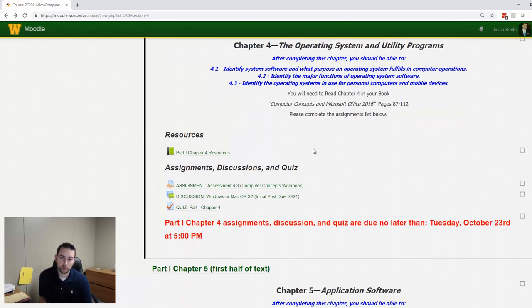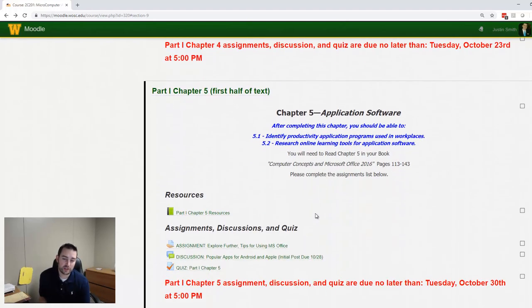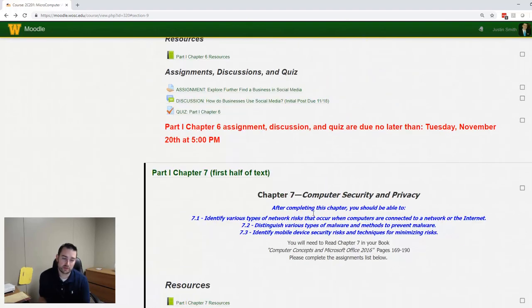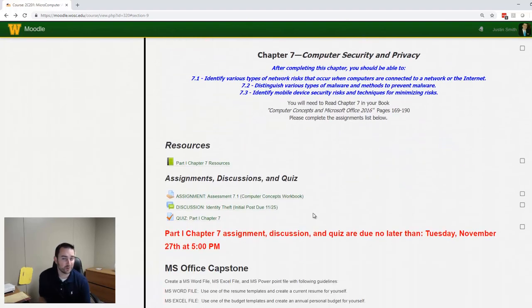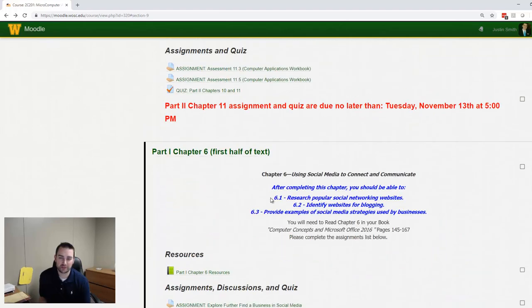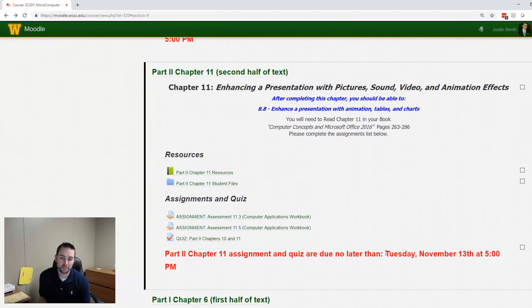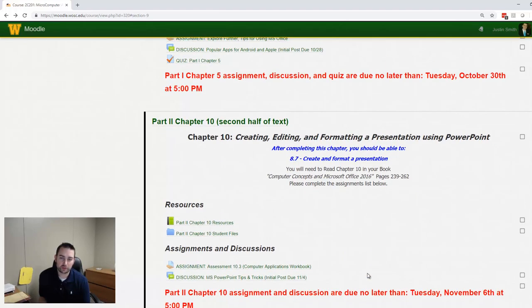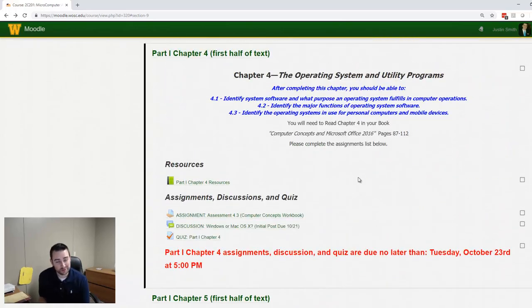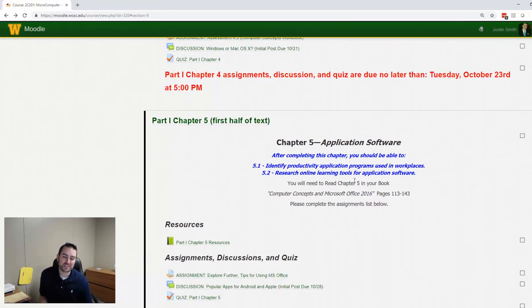Everything's due. Chapter 4, on operating systems and utility programs, is due tomorrow at 5 o'clock. There's one more chapter of applications before we get into PowerPoint, and then we'll have two more chapters of concepts, and we'll be almost done with the class. I have one capstone assignment that we'll work on after these couple of chapters. So if you have any questions as you're reading through, hopefully Chapter 5, maybe Chapter 4 if you haven't gotten there, I understand fall break kind of does that.